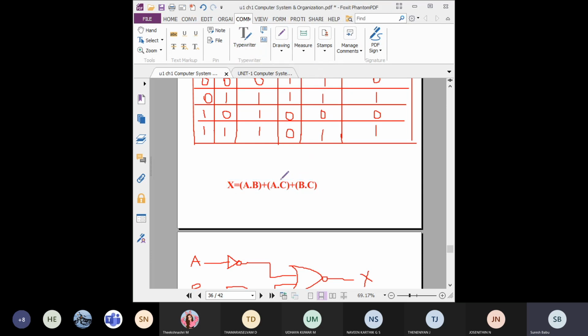Wait, I didn't complete. Students, everyone note it down: A dot B plus A bar dot C plus B dot C bar. Everyone noted? A dot B plus A bar dot C plus B dot C bar. Everyone noted this homework?